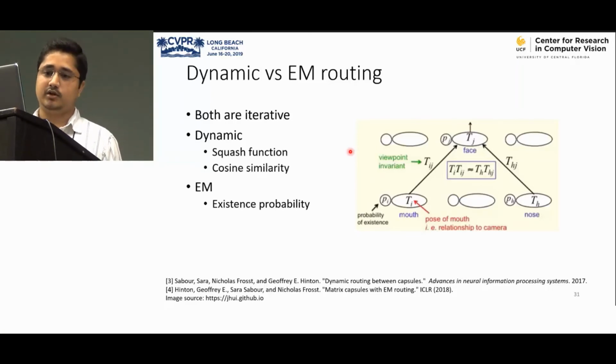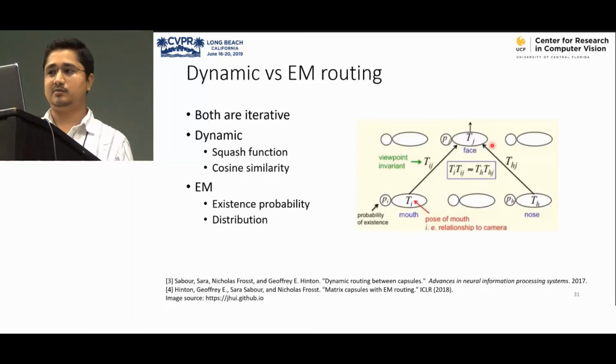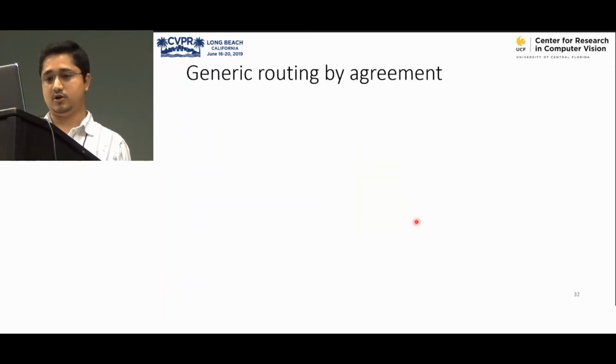In dynamic routing, to find the agreement between lower level capsules, we have to transform those pose matrices to a linear vector and then perform cosine similarity. So this cosine similarity measure will tell whether lower level capsules are agreeing or not. In EM routing, it's quite different. The higher level capsules are represented using a Gaussian distribution, and whether the lower level capsules fall in that distribution or not will tell us whether we have to count those capsules towards the high level capsule or not.